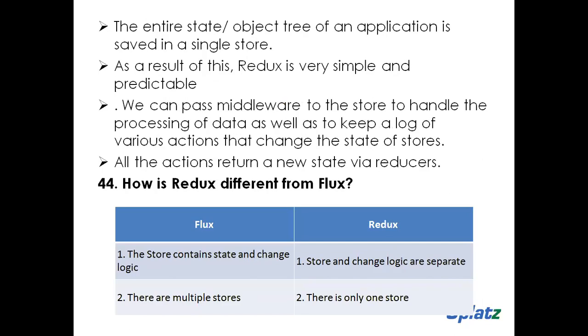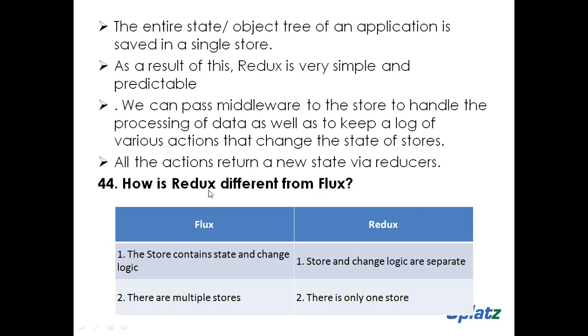The entire state or object tree of the application is saved in a single store. As a result, Redux is very simple and predictable. We can pass middleware to the store to handle processing of data as well as keep a log of various actions that change the state of the store. All the actions return a new state via only the reducer.